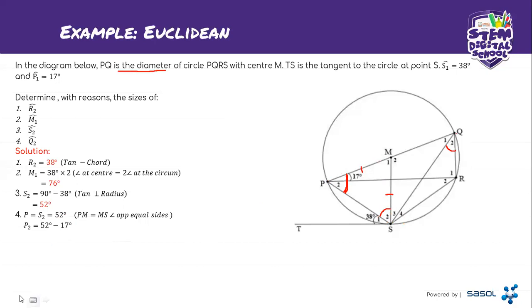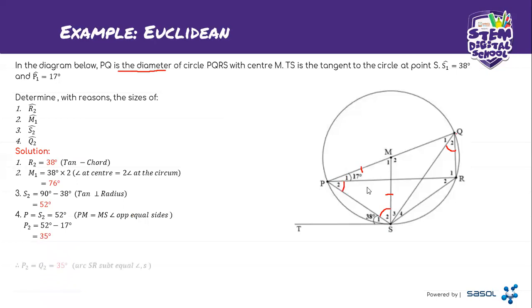Then we're going to say, now since we have got angle P1, which is equal to 17 degrees, we can determine what? Angle P2, because now we have the whole angle P. Hence we say angle P2 equals 52 degrees minus 17 degrees, right? Then it's going to give us 35 degrees. So that is for this angle here, right?